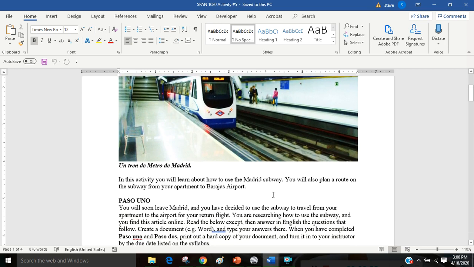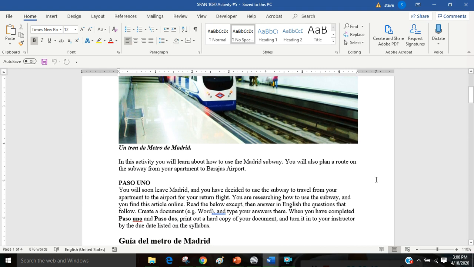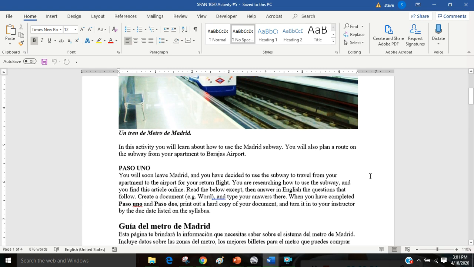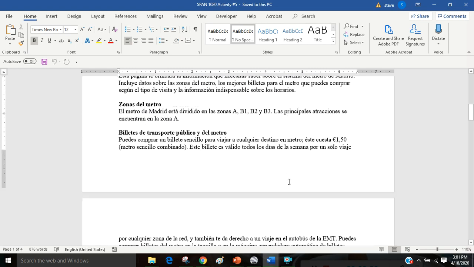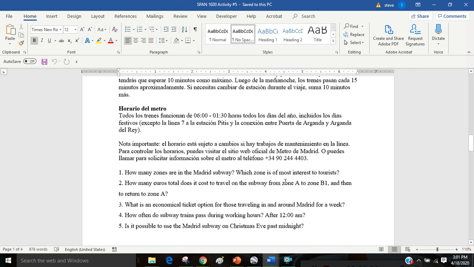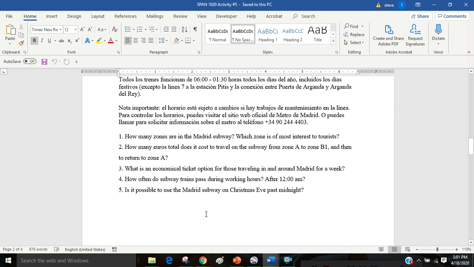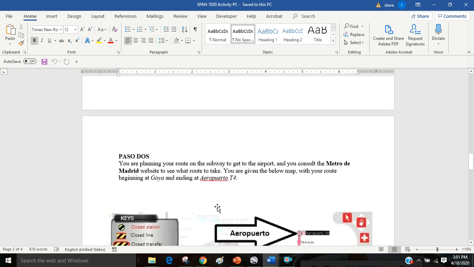I think I mentioned that in previous iterations of this assignment, I had us pick out an apartment, a location, all that. For this one, I provide a map, so we don't need to worry about picking out a specific subway station to leave from. It says you will soon leave Madrid, and you've decided to use the subway to travel from your apartment to the airport for your return flight, and you're researching how to use the subway, and you find this article. So first step, you're going to read this reading, and then answer these questions in English, so set that up on a Word doc as you've previously done.